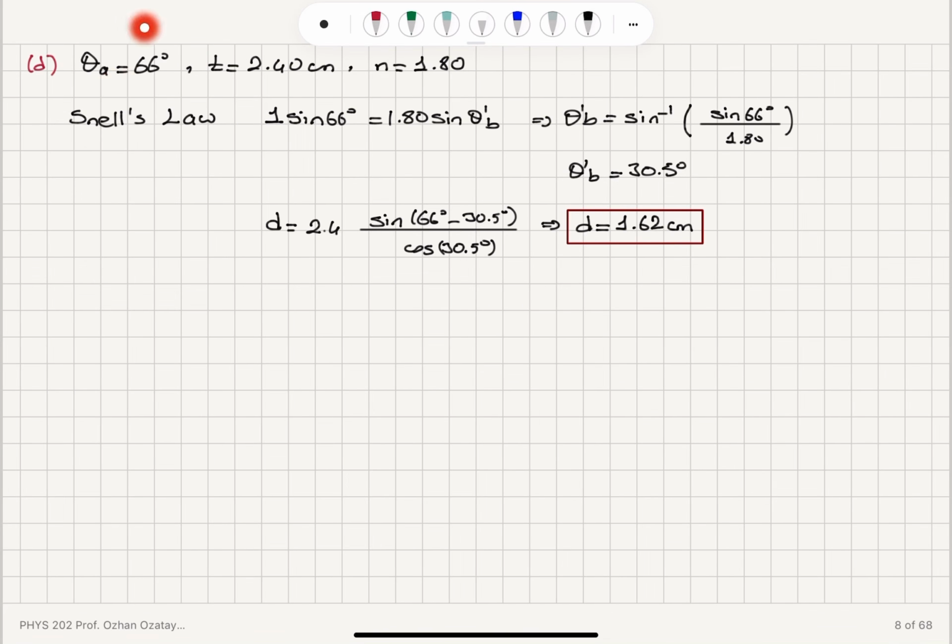Now, if we have an angle of incidence of 66 degrees, thickness 2.4 centimeters, and index of refraction 1.8, Snell's law tells us that theta prime B must be 30.5 degrees. So with theta A minus theta prime B and theta prime B in the formula, 2.4 times this ratio gives us 1.62 centimeters for the lateral displacement of the beam.